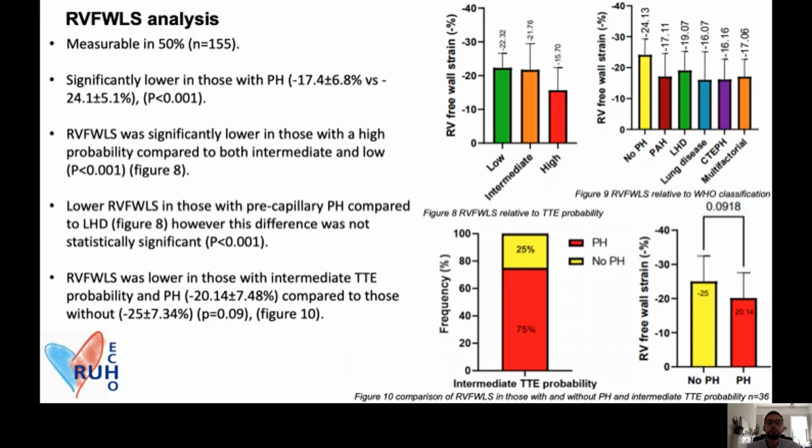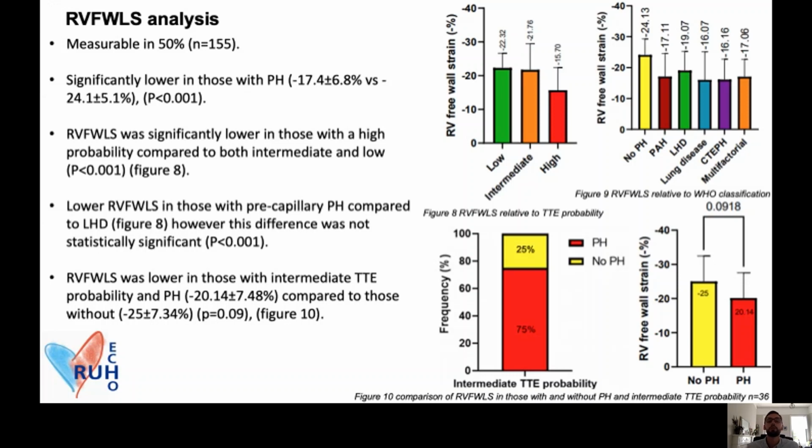RV free-wall longitudinal strain was retrospectively measurable in 50% of the sample and was significantly lower in those with pH compared to those without, minus 17.4 plus or minus 6.8% versus minus 24.1 plus or minus 5.1%, p less than 0.01. RV free-wall longitudinal strain was significantly lower in those with a high probability compared to both intermediate and low probability groups. Those with precapillary pH tended to have lower RV free-wall longitudinal strain values compared to those with left heart disease. However, this difference was not significant.